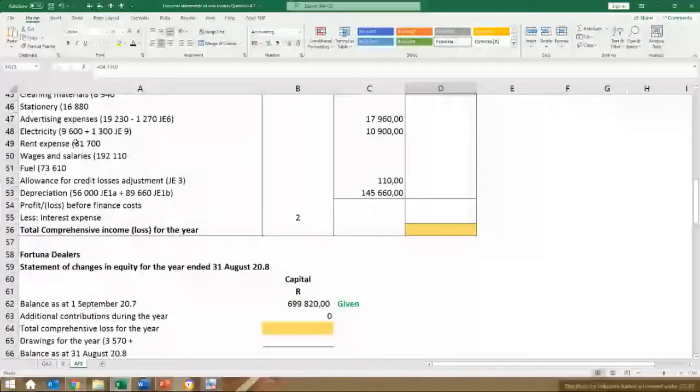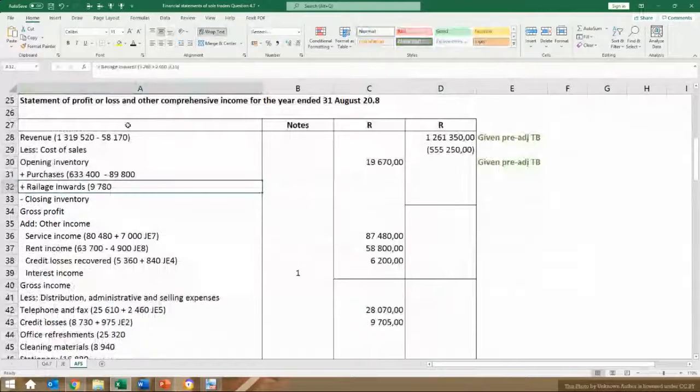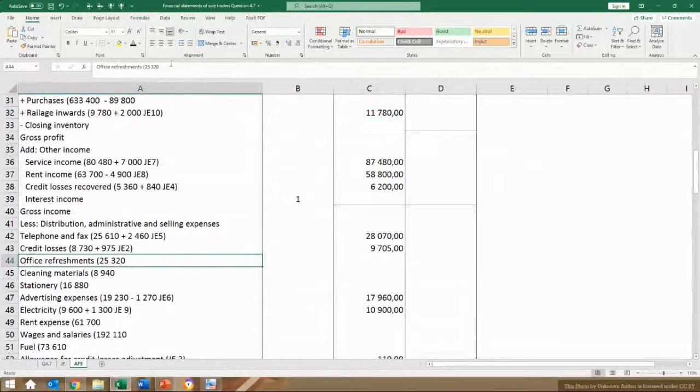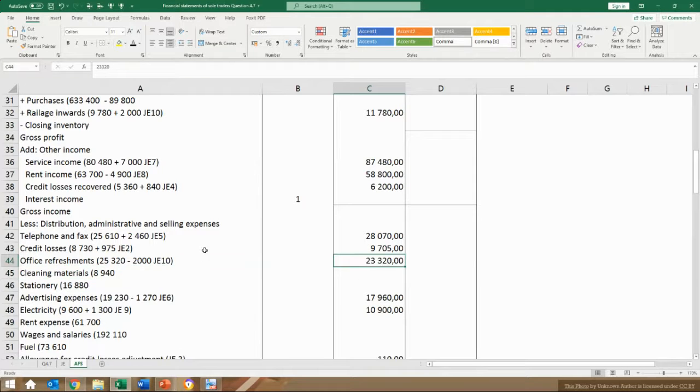So if we go to your statement of profit and loss, we now adjust your railage inwards amount with the 2,000 Rand, okay, to give us the actual railage. And then our office refreshments, we take off the 2,000, which is journal entry 10, and that should give you an amount of 23,320. Okay, so we take it off here.